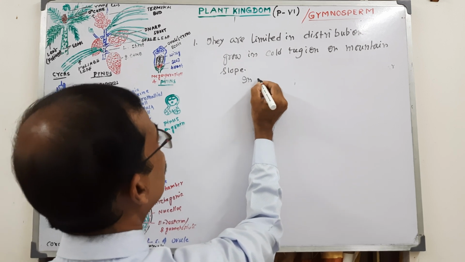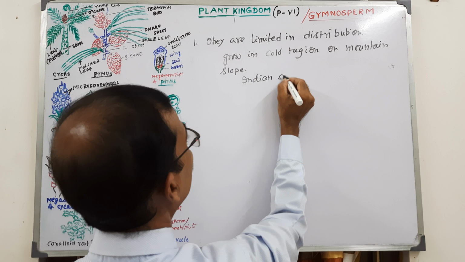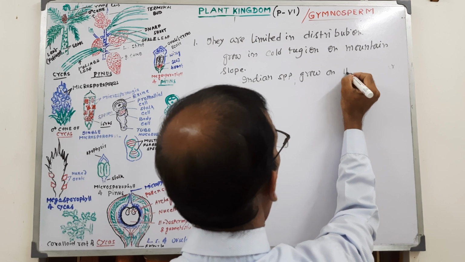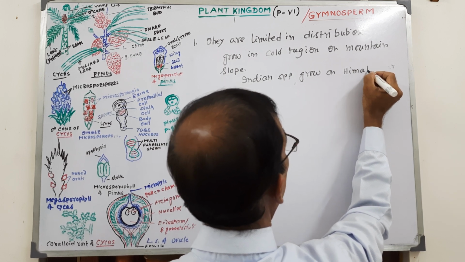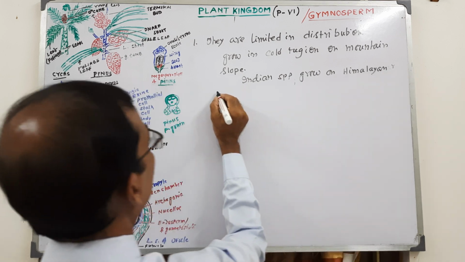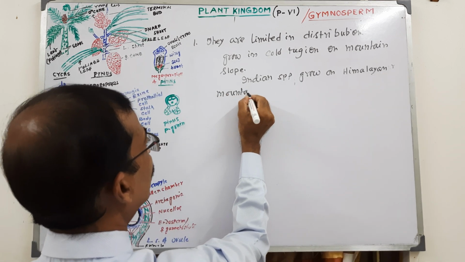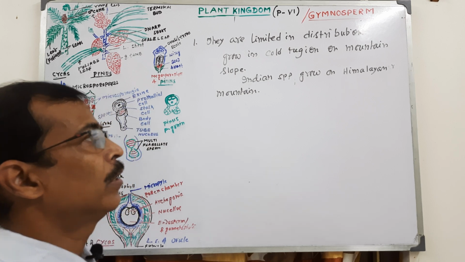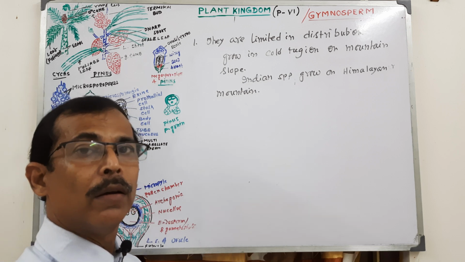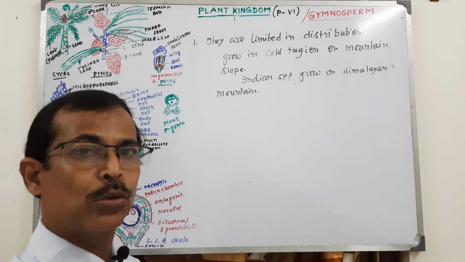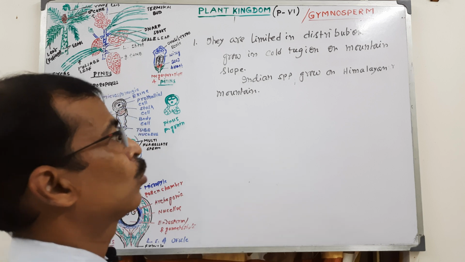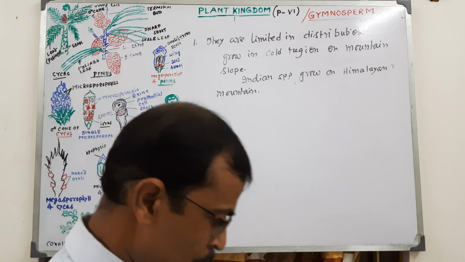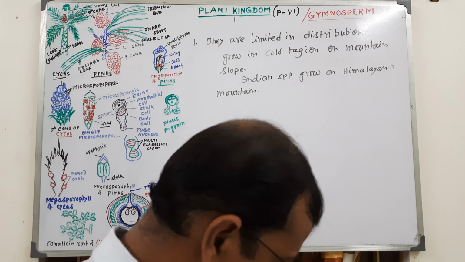Our Indian species grow on the slope of the Himalayan mountain. As they grow on the slope of the mountain, and xerophytic plants also like to live on slopes, gymnosperms also show xerophytic characters and live in cold regions.